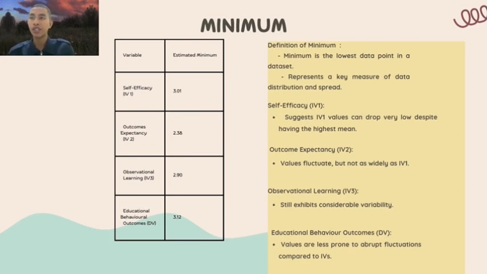Observational learning, IV3, has an estimated minimum of 2.90, which indicates more concentrated values, but still exhibits considerable variability. For the educational behavior outcomes, the dependent variable, the estimated minimum is 3.12, which indicates high stability and reliability. Values are less prone to abrupt fluctuations compared to the IVs. To conclude, the IVs, especially IV1, exhibit greater variability with a wider range, making them more unpredictable.